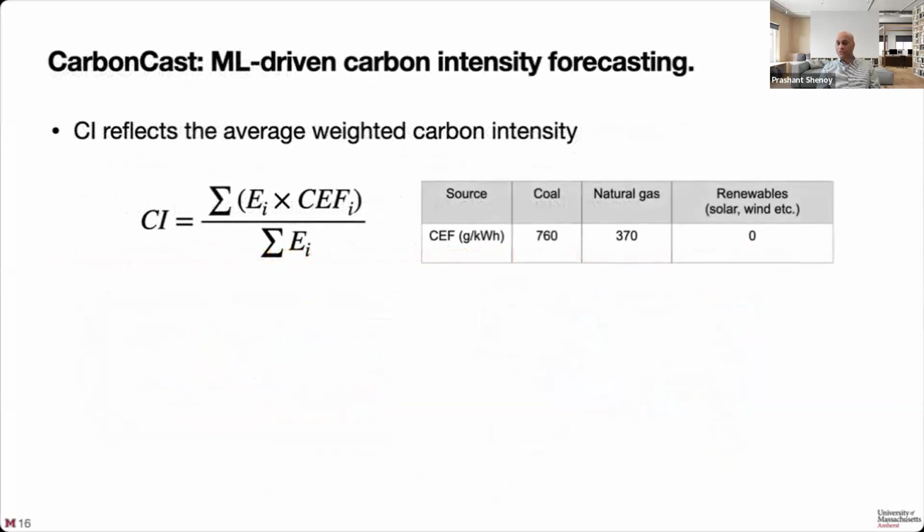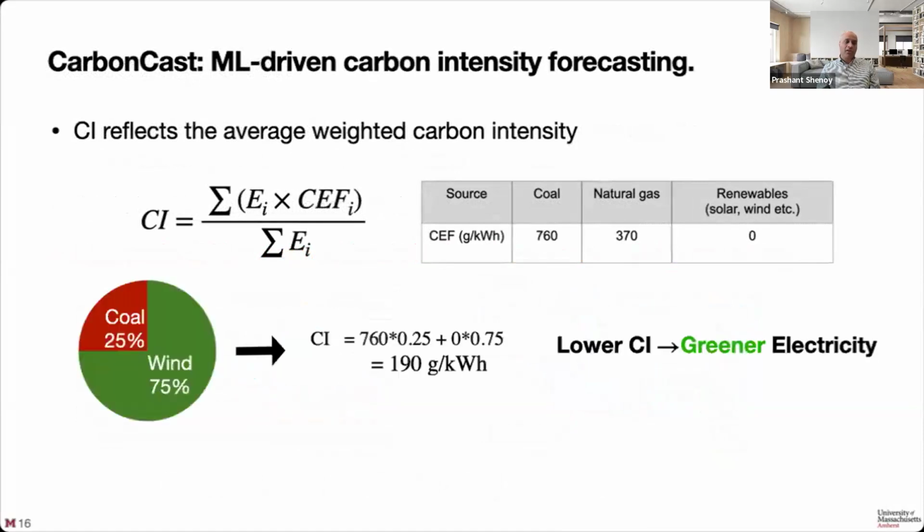The first question is you really need to know the carbon intensity of electricity supply. This equation here is just showing you how you calculate the carbon intensity of a toy grid, where maybe 25% of the electricity comes from coal and 75% comes from wind. Each of these sources has a different amount of carbon intensity. The carbon intensity of supply is the weighted average of those two.